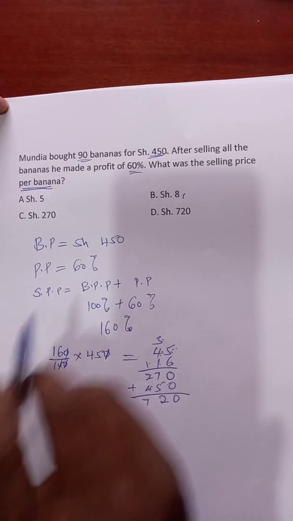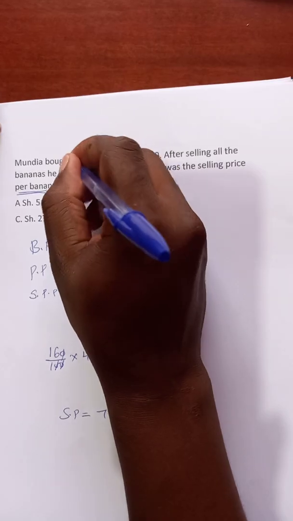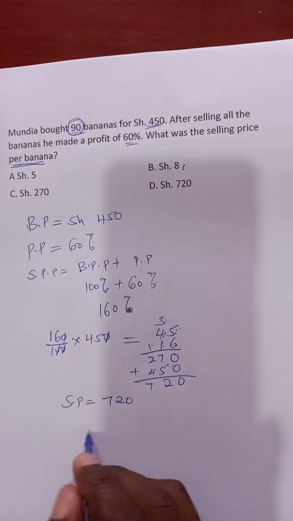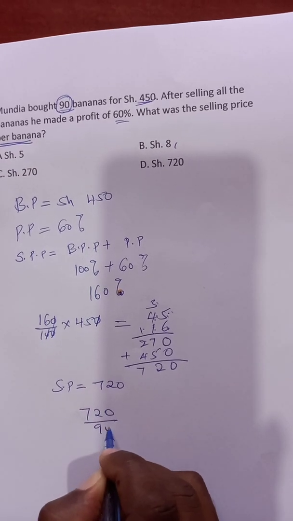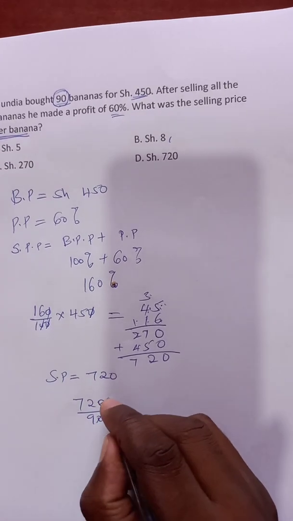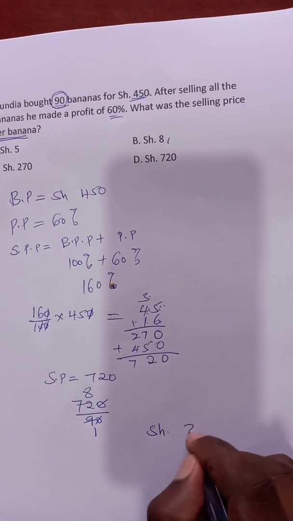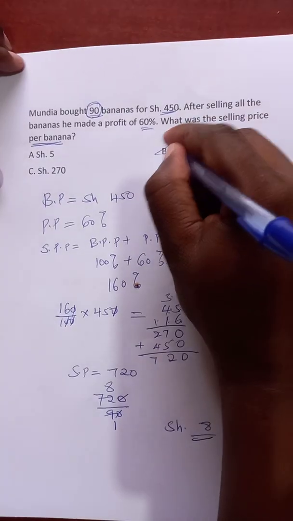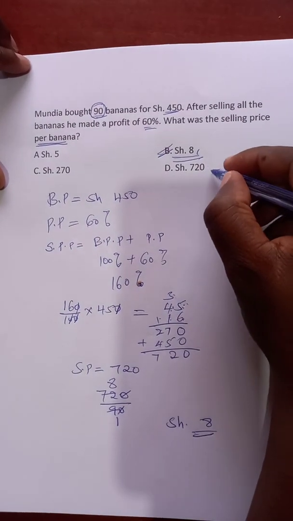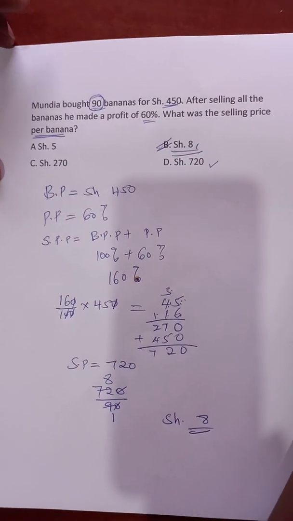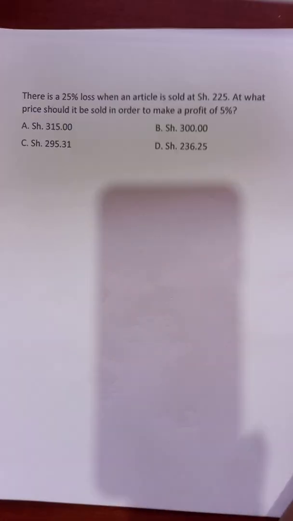720. The question is asking, what was the selling price per banana? How many bananas were there? 90 bananas had been bought. So it will be 720 divided by 90. By 0 go, by 0 go. By 9, 1. By 9, 8. So each banana cost shillings 8. So our correct answer was 8. 720 represented the total selling price of all bananas. Learners, that's a very simple question and I hope you have understood.